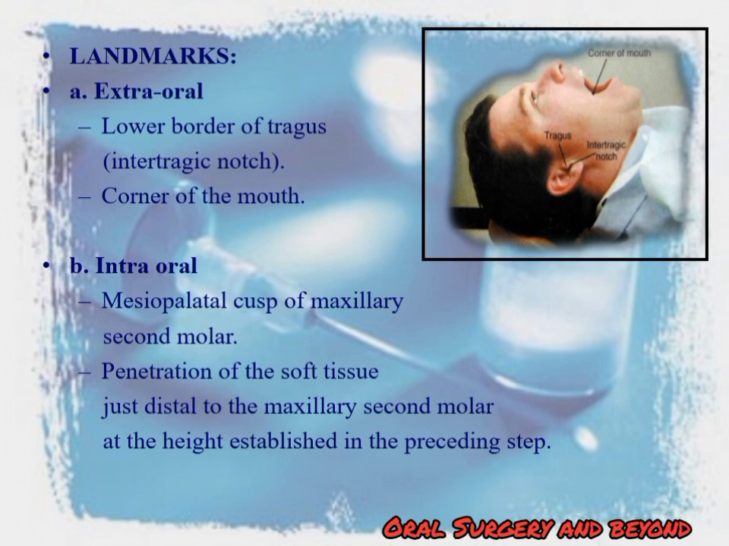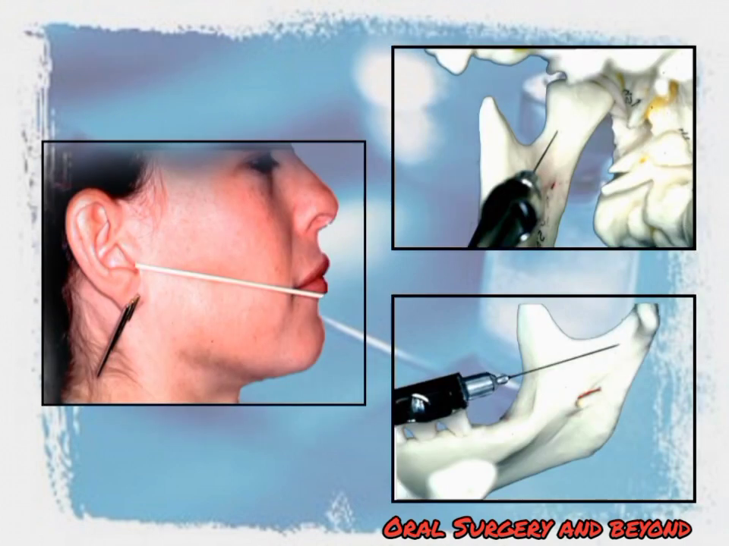And then what are the landmarks? For the extraoral landmarks, we should always think of the lower border of the tragus and the corner of the mouth, like here, and this tragus we should keep in mind. Then intraorally, the mesiopalatal cusp of the maxillary second molar, and the penetration of the soft tissue just distal to the maxillary second molar at the height established in the preceding step, we should inject, right?